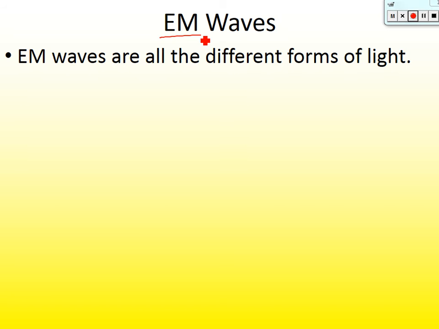EM waves are all the different forms of light. Can we see all the different forms of light that there is? No. Can the human eye pick it all up? No. Is there light going through this room right now that we can't see? Sure. So we're going to talk a lot about that today. The human eye can only pick up a small portion of all of the different types of EM waves.